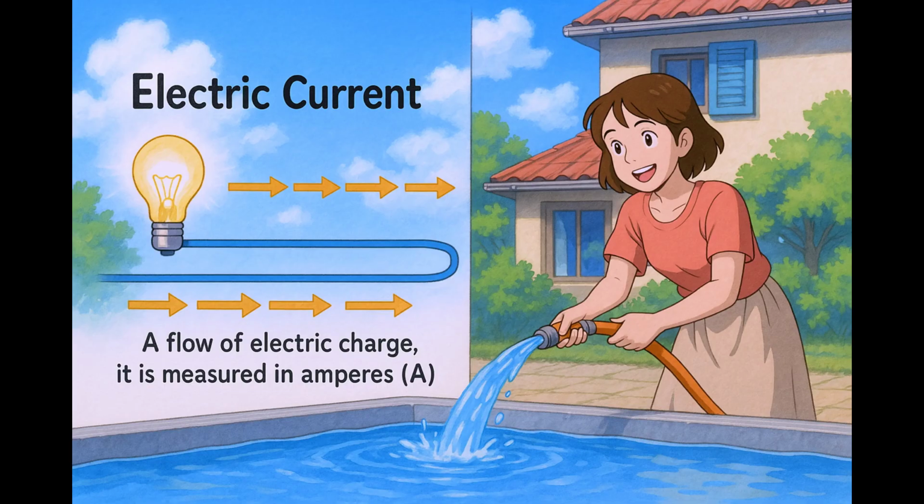In this analogy, the water represents the electric charge, the hose is the wire, and the flow rate of water equates to the amperes that measure how much charge is moving through the circuit at any given time.